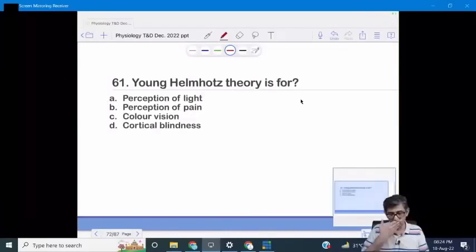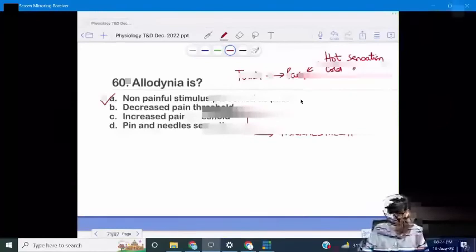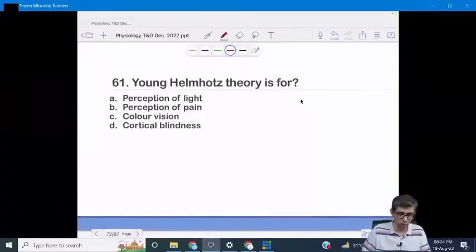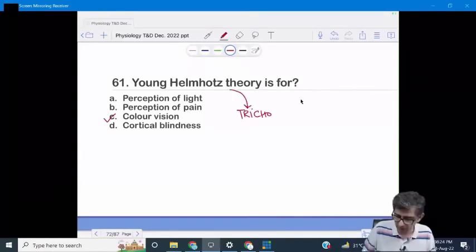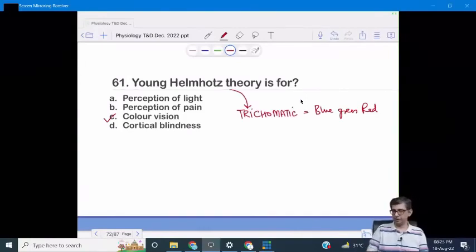Coming to 61, Young-Helmholtz theory is for, I mean, this was the name of a physiologist who gave the concept of vision actually. Yes, this would be related to color vision. This theory basically is based on the fact कि 3 color के combination से बाकी सारे color दिखाई देते हैं. The colors that we are able to see are blue, green and red, and the combination of these colors would then help us identify different other colors.